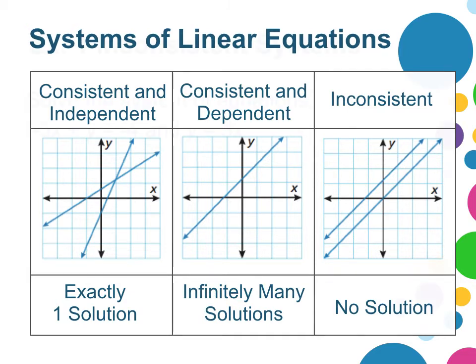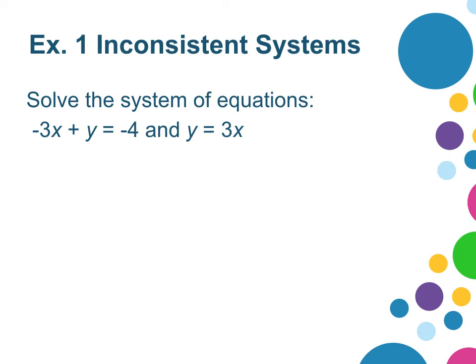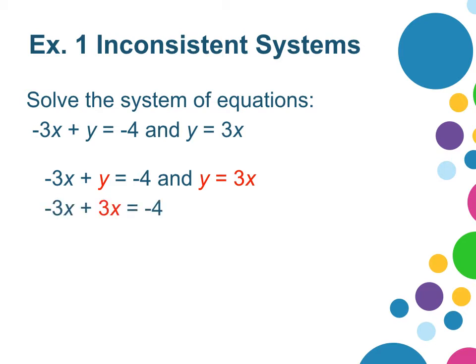So let's look at an algebraic example of inconsistent systems. Here we're asked to solve a system of equations. And we notice that the second equation is y equals 3x. So we could take that expression for y, the 3x, and substitute it in place of y in the first equation. We end up with 0 equals -4. Now we know that's a false statement.